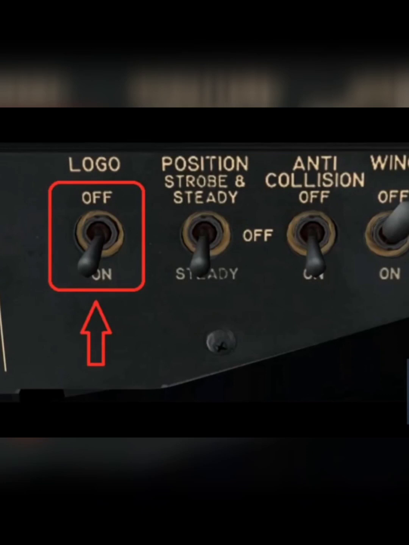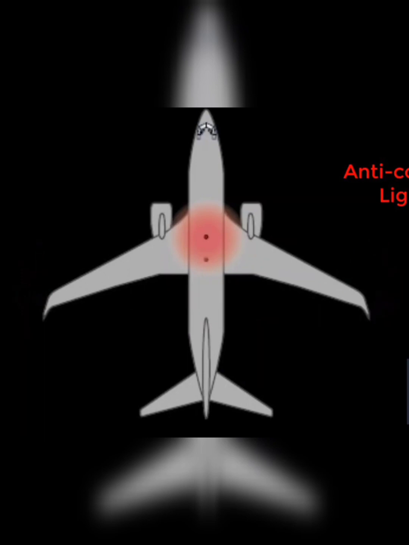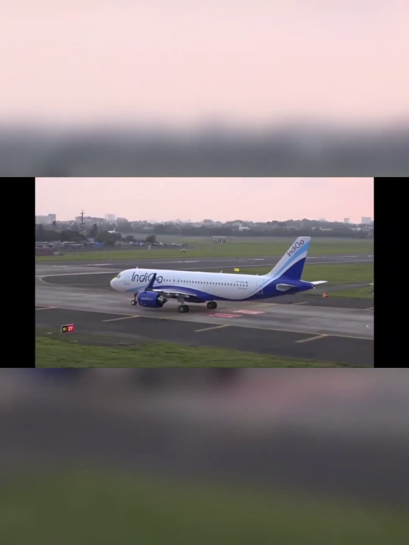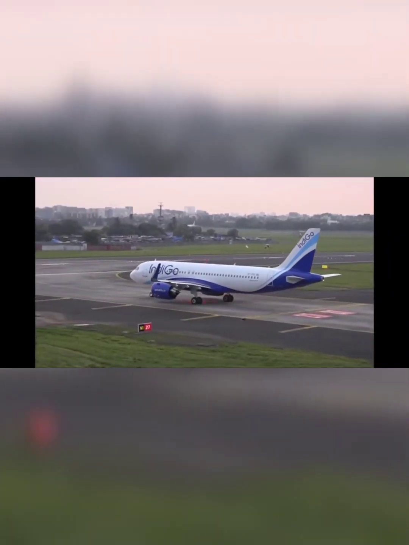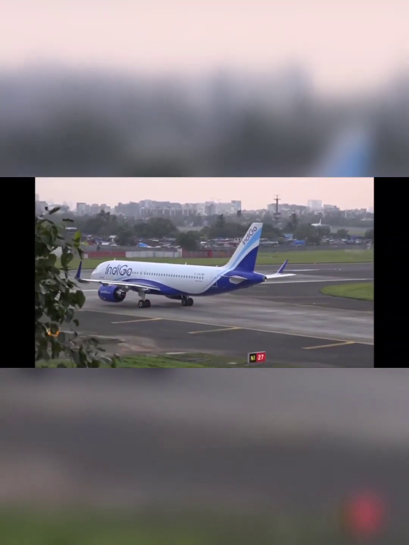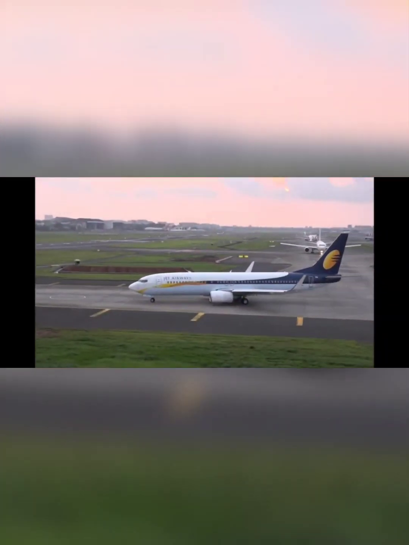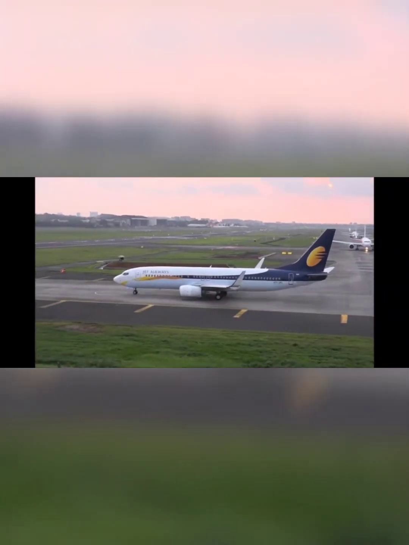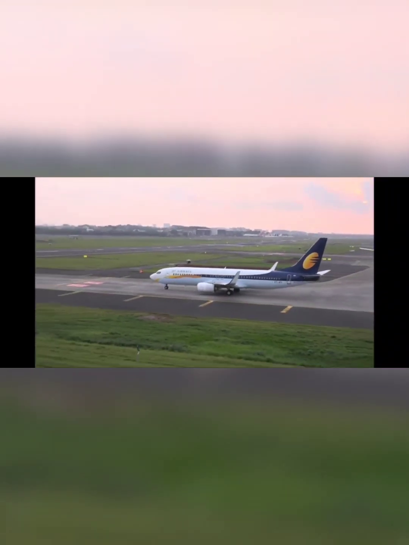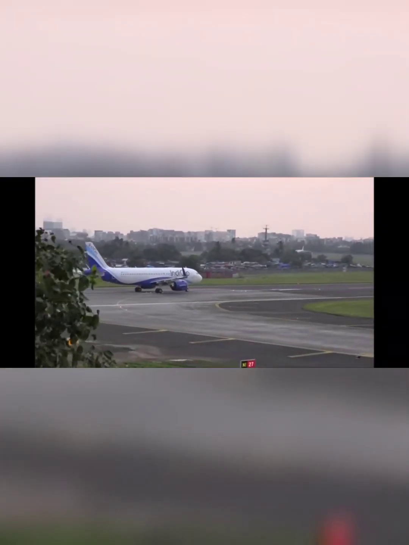Position and strobe lights. The anti-collision lights. Now we'll see a beautiful video of takeoff during the daytime. Now we can see the strobe light is blinking, the anti-collision light is blinking. As it is an Airbus aircraft, the lights that we see will blink in a little bit different way than in Boeing, which we can see as the Jet Airways aircraft is a Boeing aircraft.